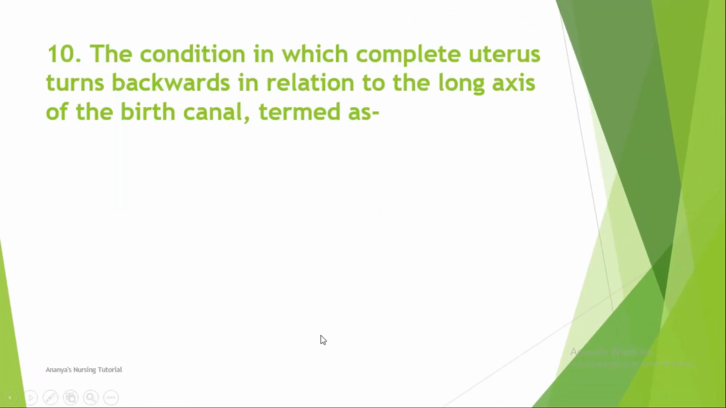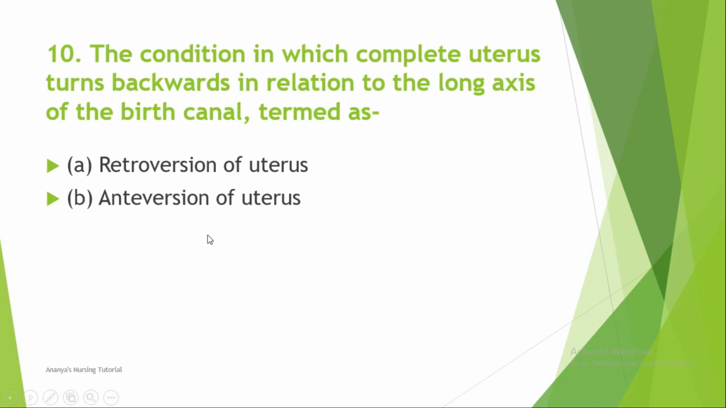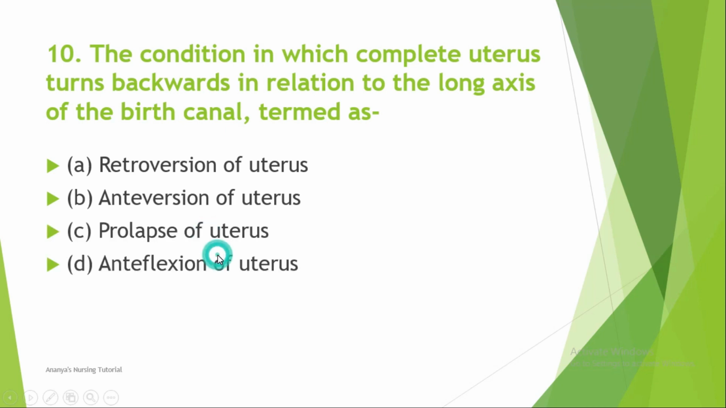Next and the last question. The condition in which complete uterus turns backwards in relation to the long axis of birth canal is termed as retroversion of uterus, anteversion of uterus, prolapse of uterus, anteflexion of uterus. The correct option is retroversion of uterus.